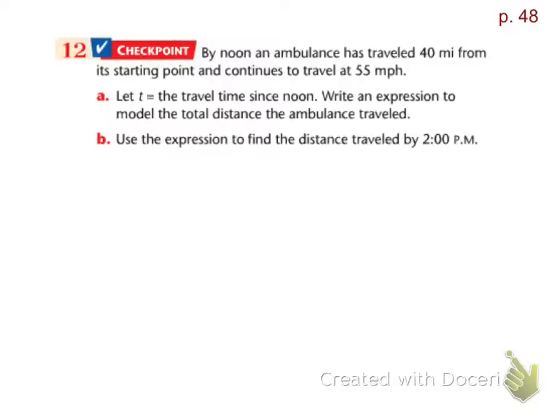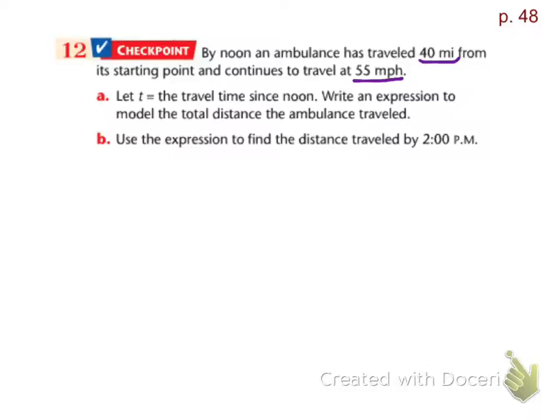By noon, an ambulance has traveled 40 miles from its starting point and continues to travel at 55 miles per hour. Let t equal the travel time since noon. Write an expression to model the total distance the ambulance traveled. Use the expression to find the distance traveled by 2 p.m. So the first thing that I want to look at is what's my important information in the problem. So I know it's traveled 40 miles and it's traveling at a speed of 55 miles per hour.